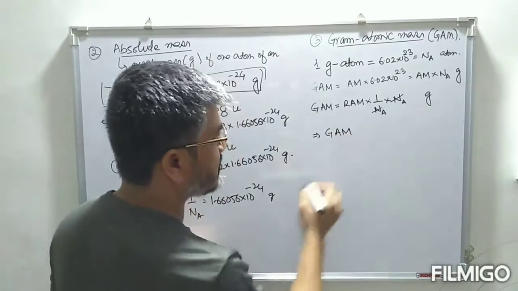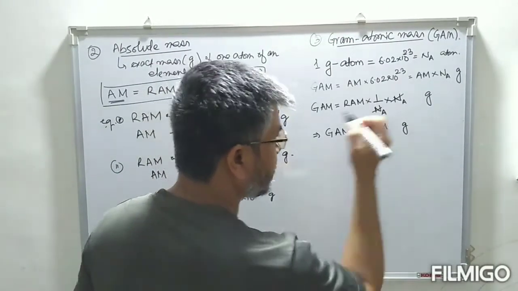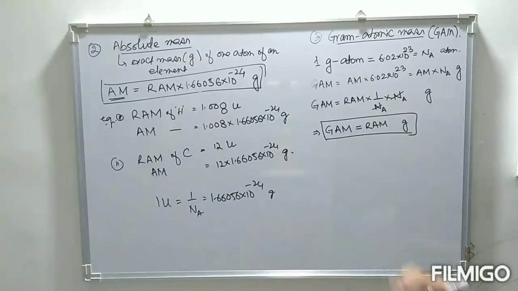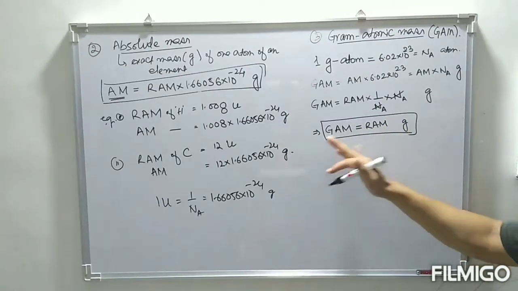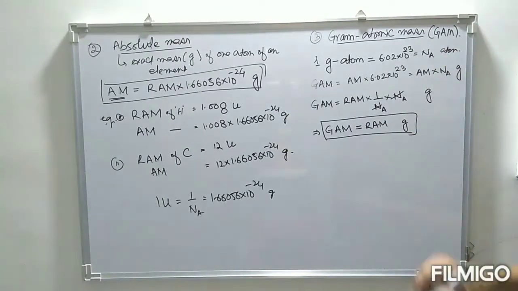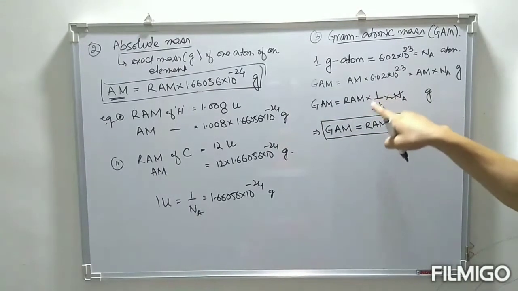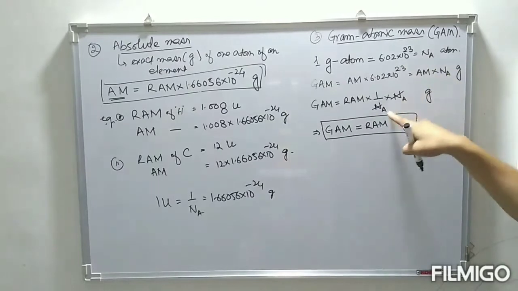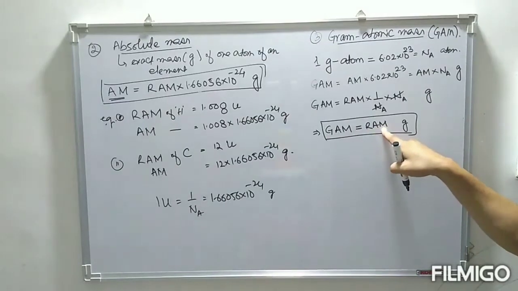So therefore, look at this. Gram atomic mass is equal to relative atomic mass but in gram unit. What I'm trying to convey is that the numerical value of gram atomic mass and the relative atomic mass of any given atom is always the same, but there is a difference in unit. So this is how we derive it: gram atomic mass is relative atomic mass into the gram equivalent of unified mass, that is 1 by Na, and gram atomic mass is defined for Avogadro number of atoms.